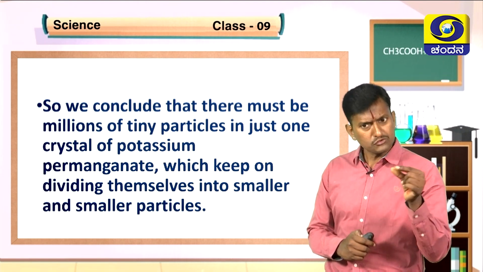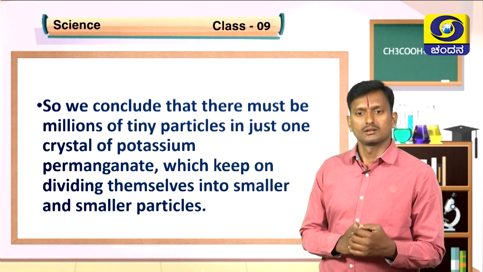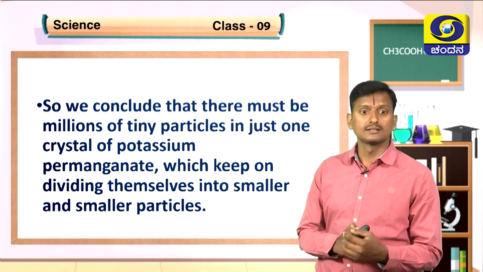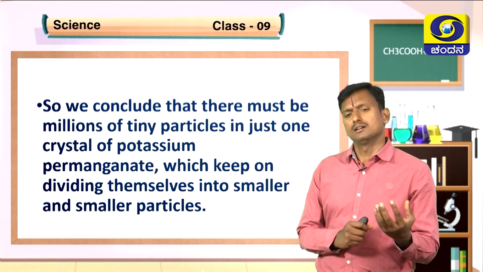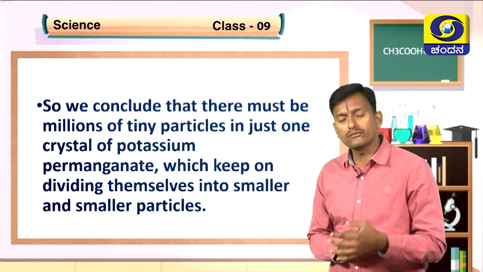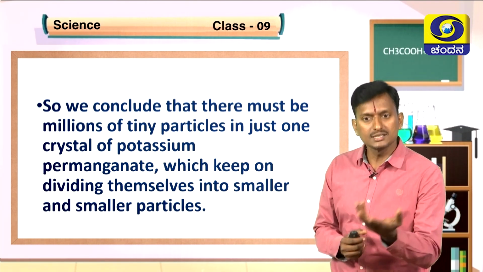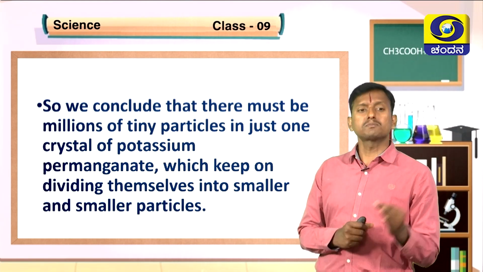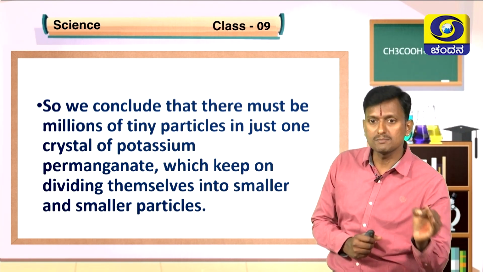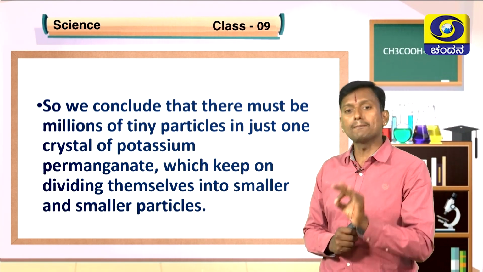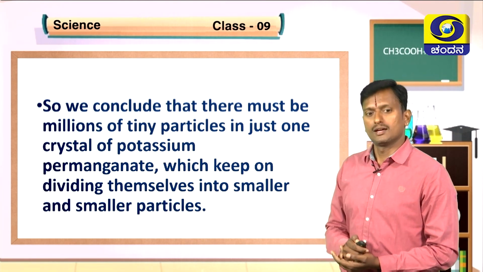We add just 1 spoon of sugar to a glass of milk. Likewise, see here, we put only a few drops of buttermilk to a huge amount of milk to make curd. So, we conclude that there must be millions of tiny particles in just one crystal of potassium permanganate or food color, which keep on dividing themselves into smaller and smaller particles. Understand?